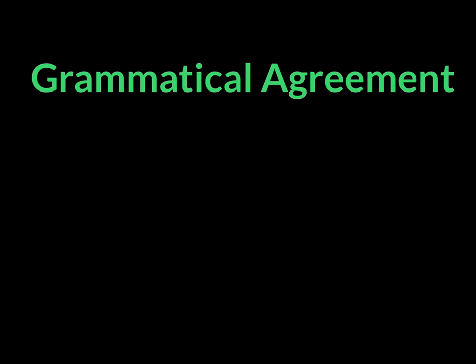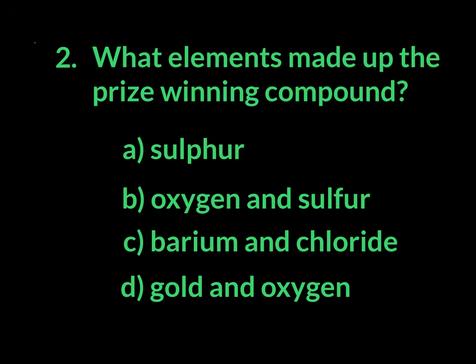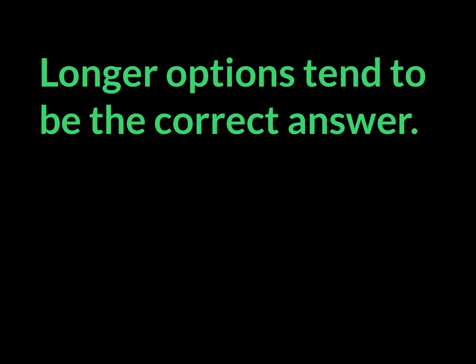Then there's the idea of grammatical agreement. The test writer will read and reread the correct response and check for agreement. In this case, elements is in plural, therefore sulfur cannot be the correct response. If in doubt and one option is much longer than the others, it will be the correct answer.